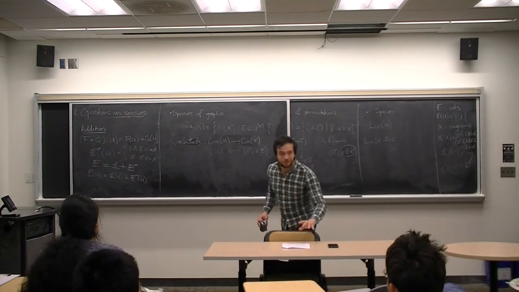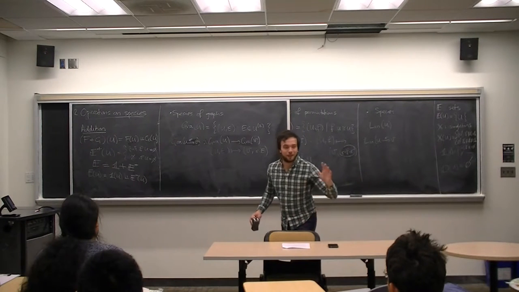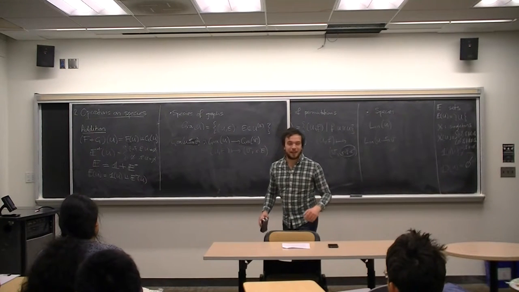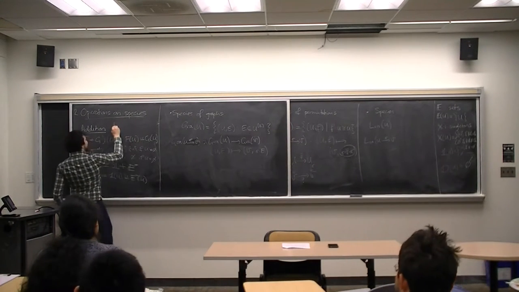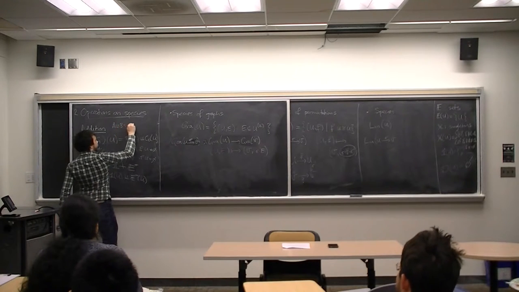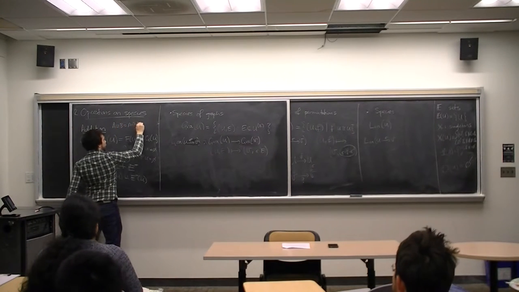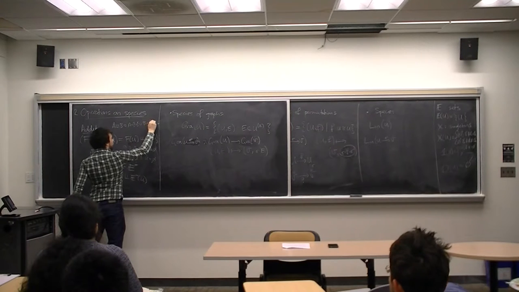So how do you define disjoint union? However you want, in your favorite way. It's any co-product in the category of sets. So, A disjoint union B equals A cross 0 union B cross 1 or something like that.